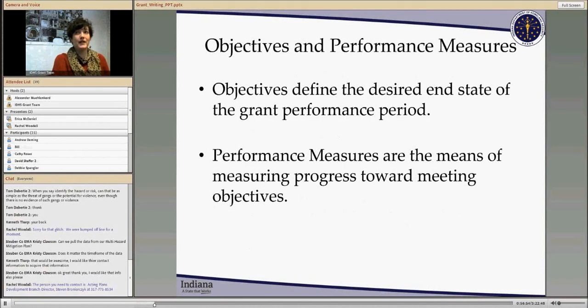And so now we're going to talk about objectives and performance measures. When we talk about objectives, that is a different way of stating that you are setting the grant up to define that desired end state of the grant performance period. Again, how is your community or how will your school benefit from having had those grant dollars to expend for that purpose? Your performance measures, on the other hand, are the means of measuring the progress towards meeting those objectives.